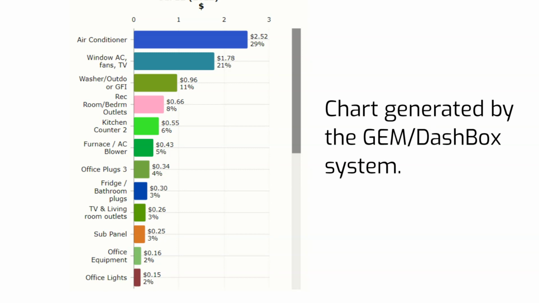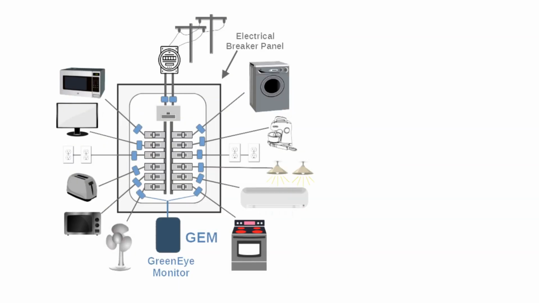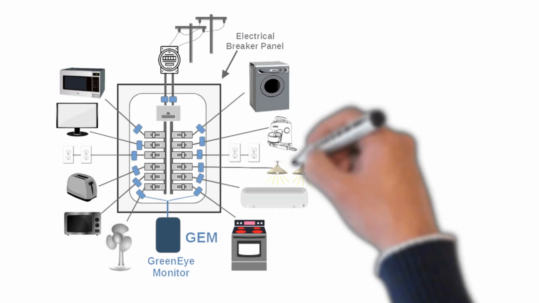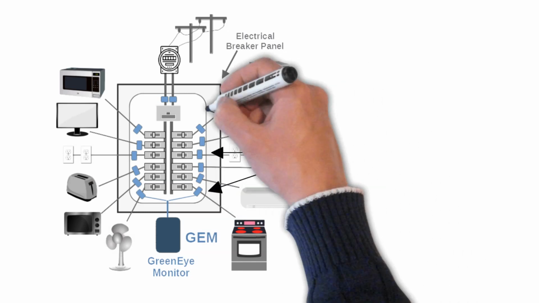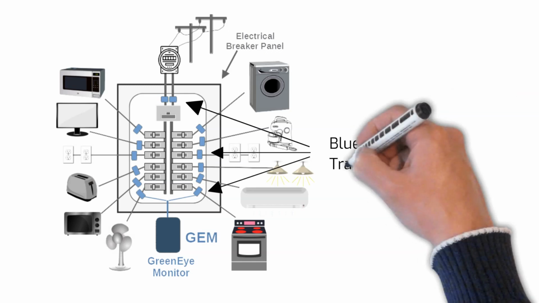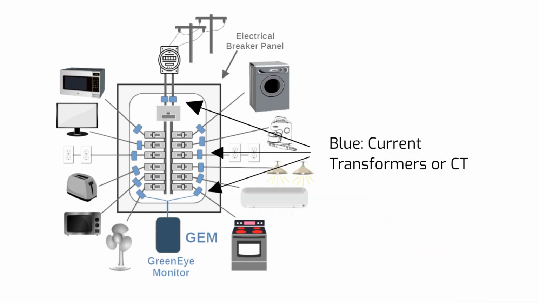Let us have a closer look at the Green Eye monitor system. Notice the blue devices inside the electric panel? These are the current transformers, typically called CT. They are non-intrusive sensors which are installed on every branch circuit, including the main feed. Every CT represents a channel on the system.